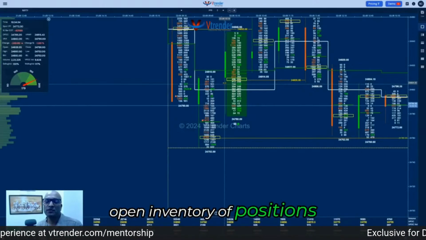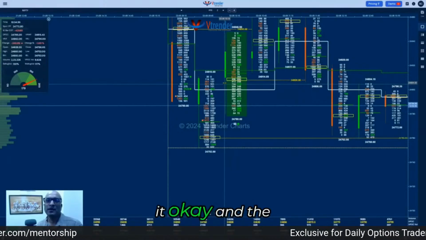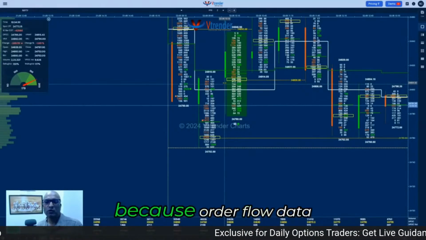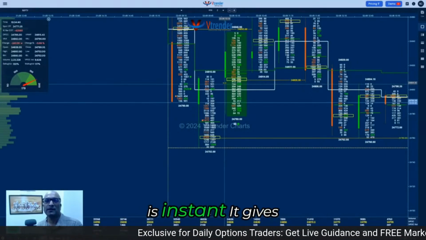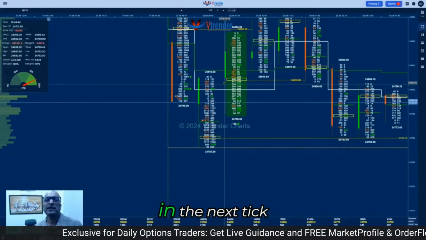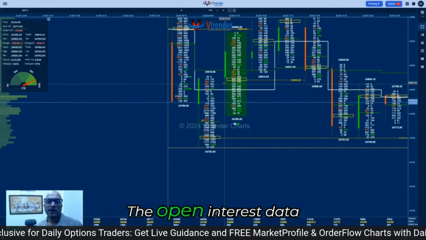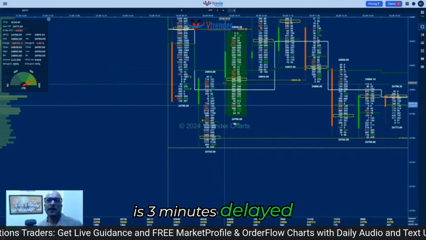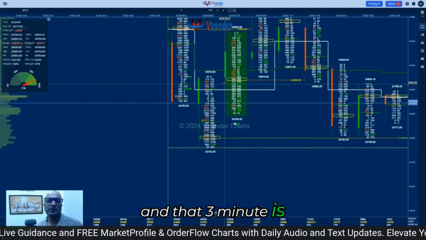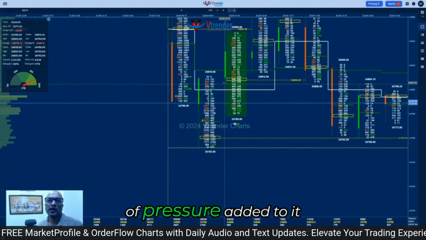Open inventory of positions, but don't mix it. Okay, and the reason we go with order flow is because order flow data is instant. It gives you demand and supply in the next tick. The open interest data is 3 minutes delayed, and that 3 minutes has got a lot of pressure added to it, right?